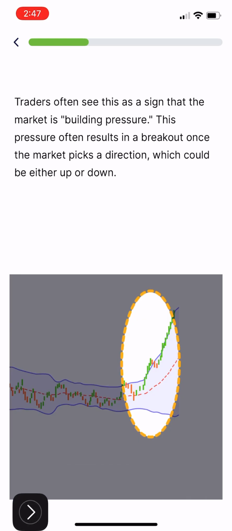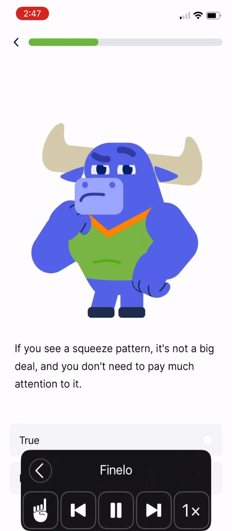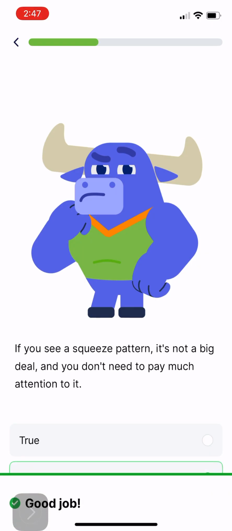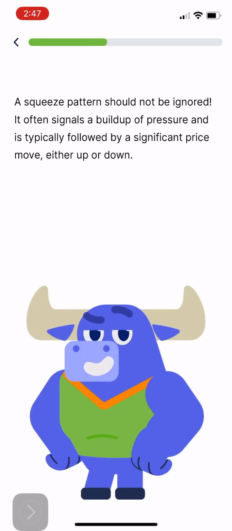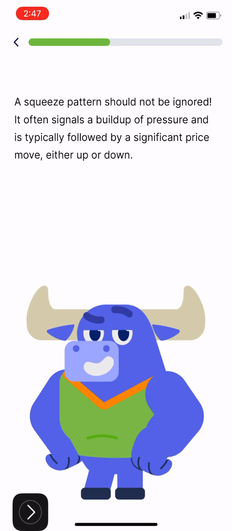Traders often see this as a sign that the market is building pressure. This pressure often results in a breakout once the market picks a direction, which could be either up or down. If you see a squeeze pattern, it's not a big deal, and you don't need to pay much attention to it. A squeeze pattern should not be ignored. It often signals a buildup of pressure and is typically followed by a significant price move, either up or down.